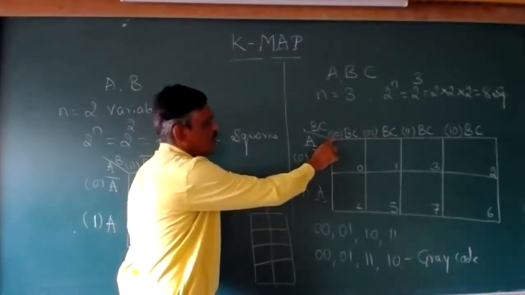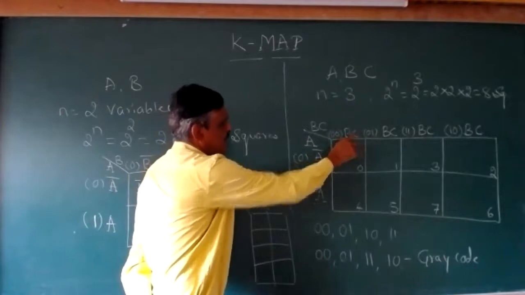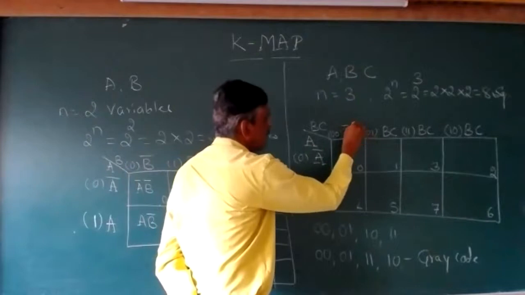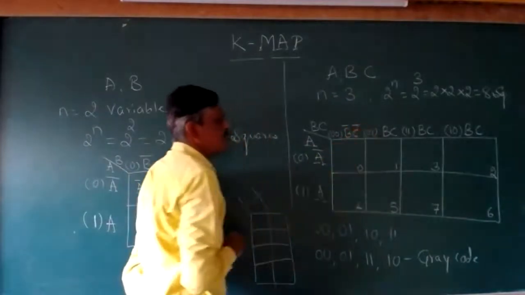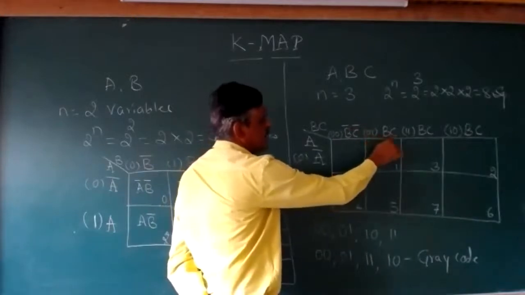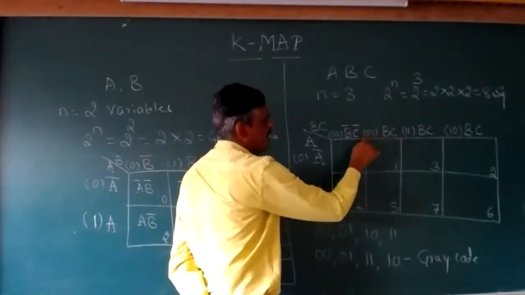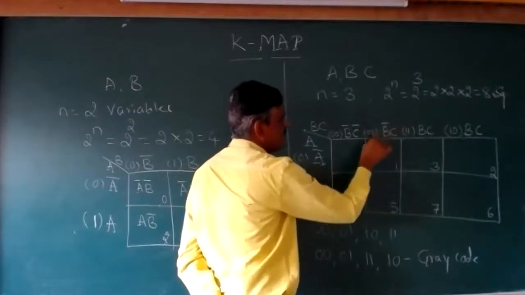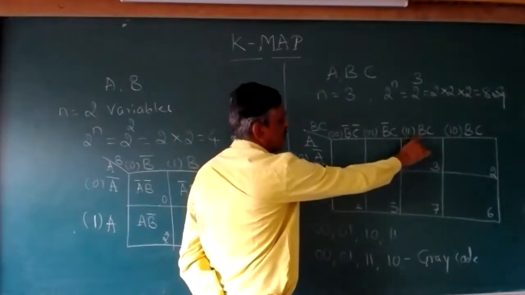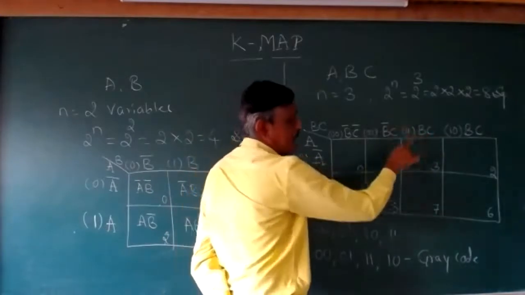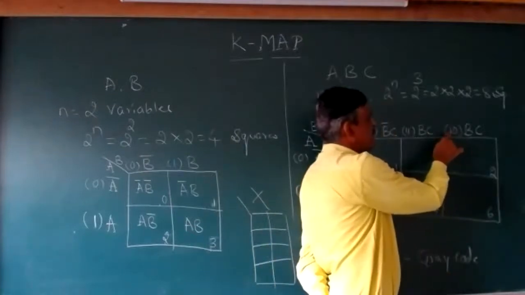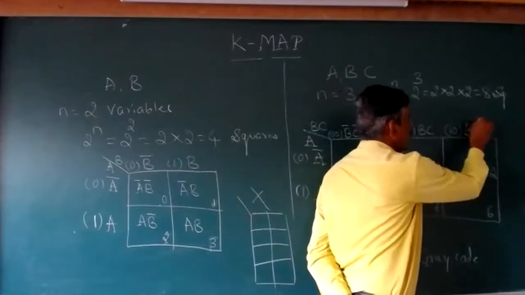Here also, for both variables b and c, the b value is 0 and the c value is also 0, so both are complemented: b complement, c complement. For the next one, the first variable b value is 0, which is complemented, and the next is 1, keep it as is. In this case, both are 1, 1, b and c, so no need to complement. For the last one, if you observe, 1, 0 is there, the b value is 1, the c value is 0, so c will be complemented.